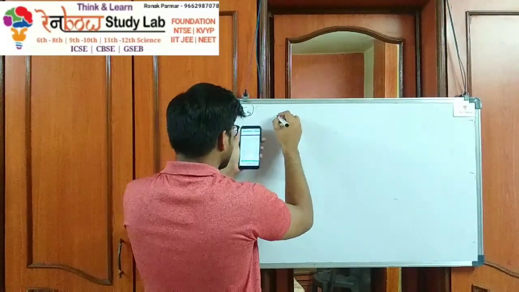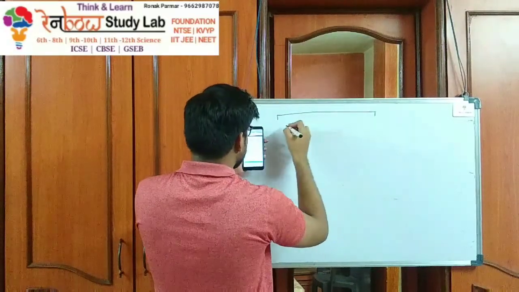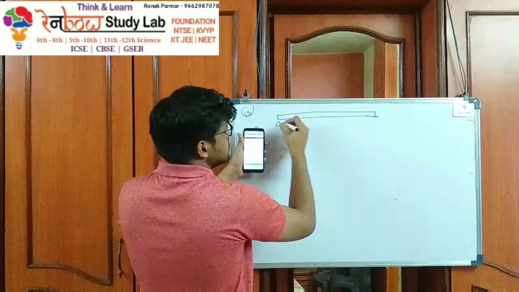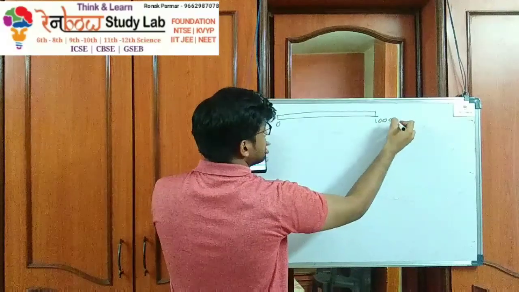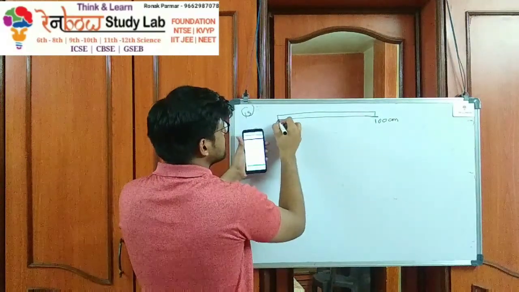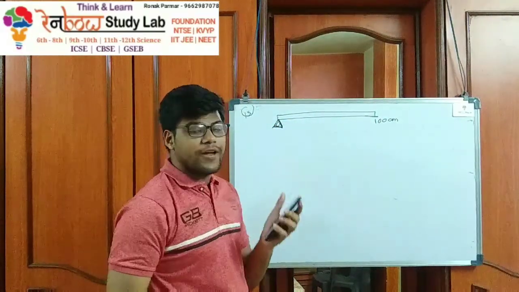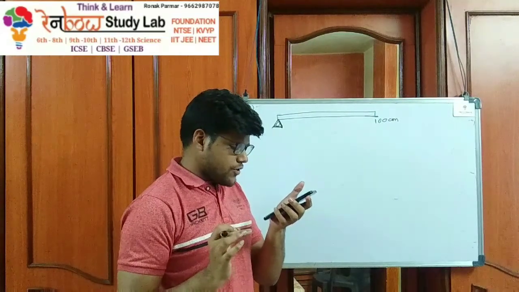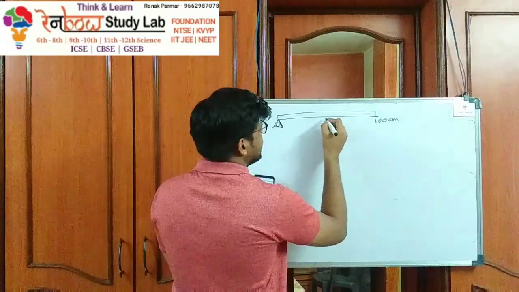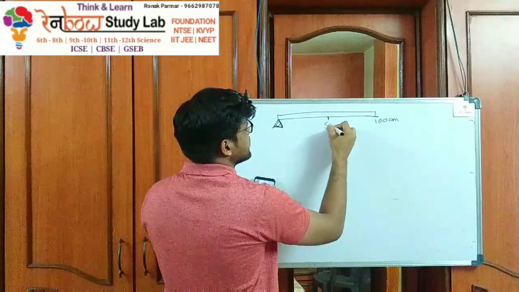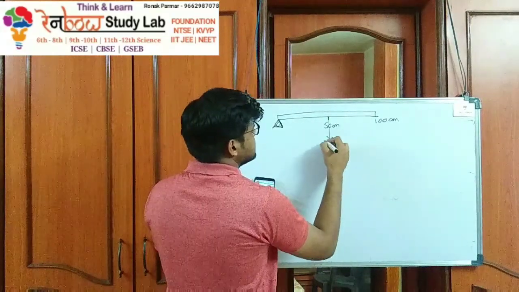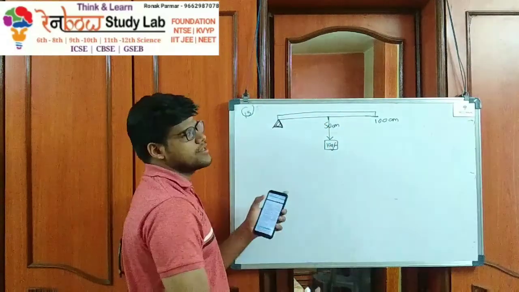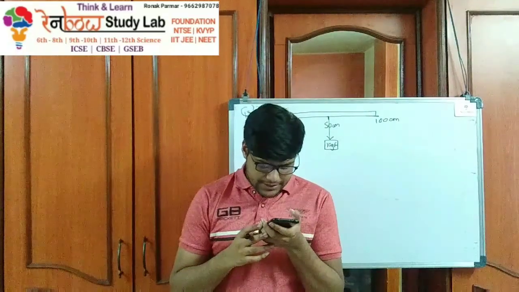A uniform meter rule of weight 10 gf is pivoted at the 0 mark. So this is a uniform meter rule, 0 centimeter, 100 centimeter. Now it is pivoted here itself. And the weight of the ruler is 10 gf, and it will always be at the center, at 50 centimeter. There is no other weight. The weight of the ruler itself is applied at the center.